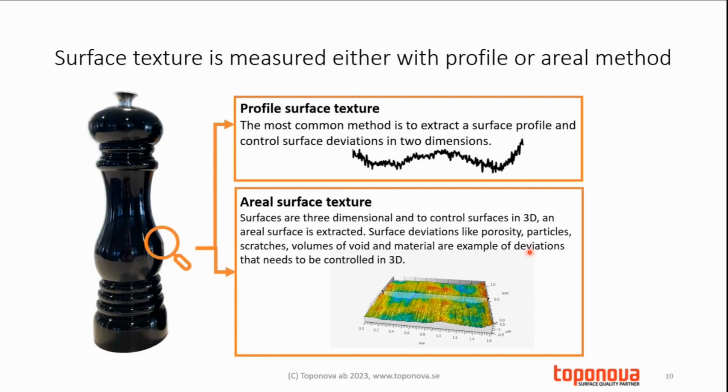Surface texture is measured either with the profile or areal method. Profile surface texture, the most common method, is to extract the surface profile and control surface deviations in 2 dimensions. Areal surface texture: surfaces are 3-dimensional, and to control surfaces in 3D, an areal surface texture is extracted. Surface deviations like porosity, particles, scratches, and volumes of voided material are examples of deviations that need to be controlled in 3D.